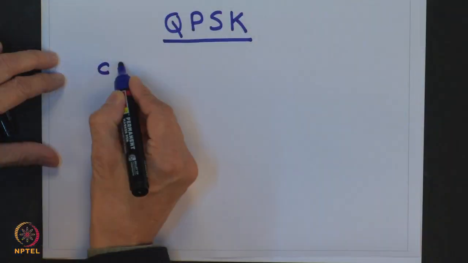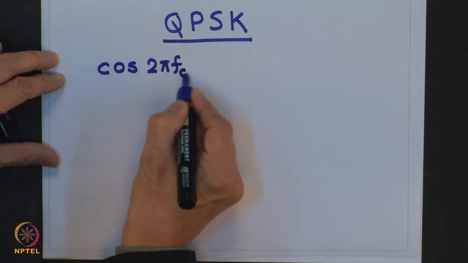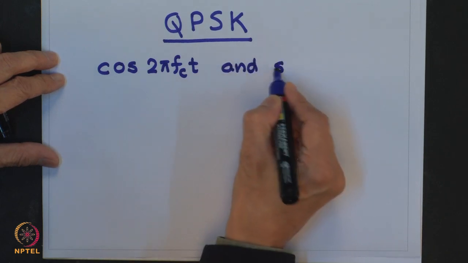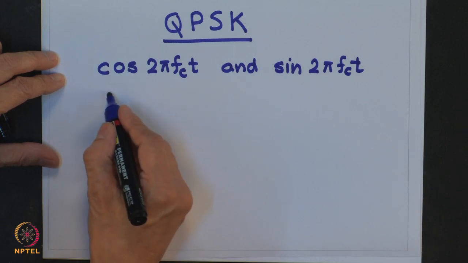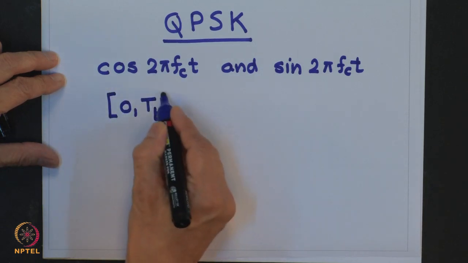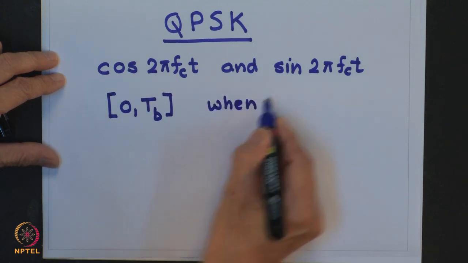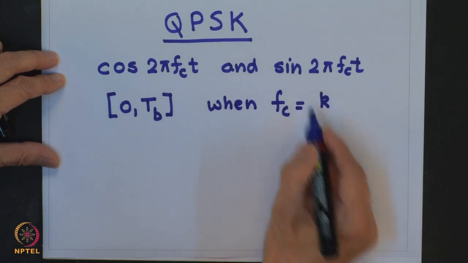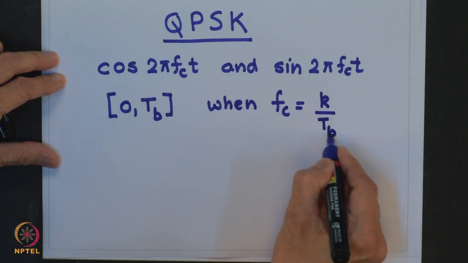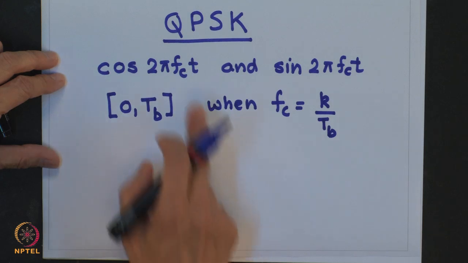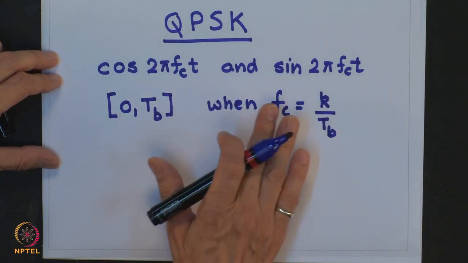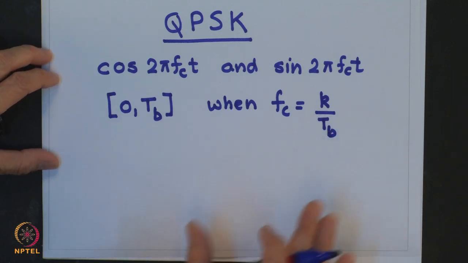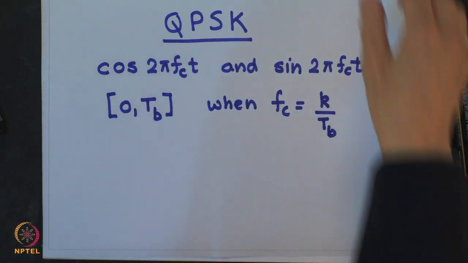So, the basic idea behind QPSK exploits the fact that the two carrier signals cos 2 pi fc t and sin 2 pi fc t are orthogonal over the interval 0 to Tb when fc is chosen as k by Tb, where k is an integer. So, just as in analog communication, this can be used to transmit two different messages over the same frequency band. To accomplish this, the bit stream is taken two bits at a time and mapped into signals as shown in the following table.